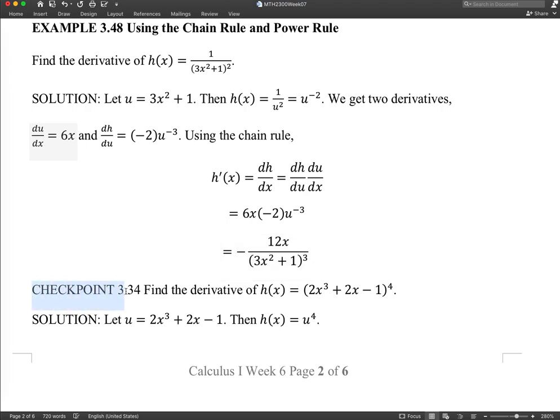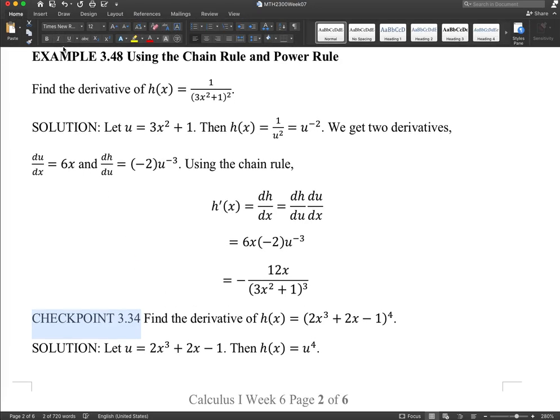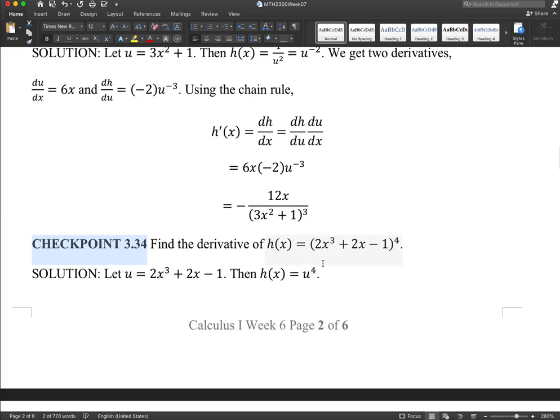Using the chain rule. Okay, let's give another try. And this time it is the checkpoint from the textbook, checkpoint 3.34. It is to find the derivative to the power 4.